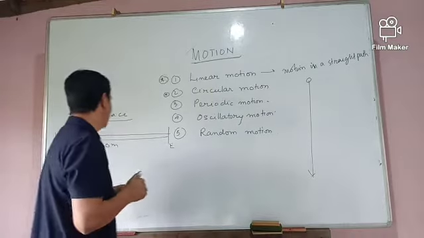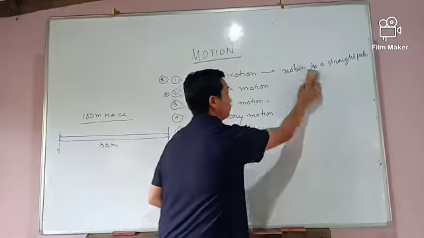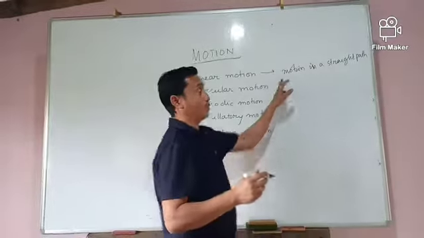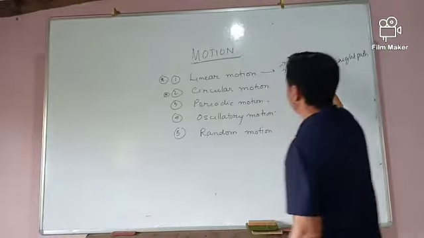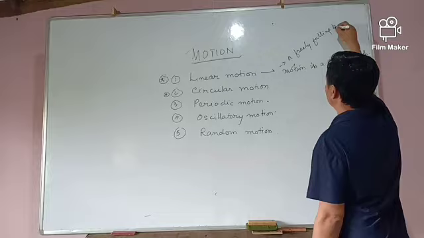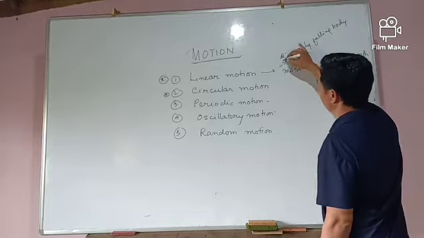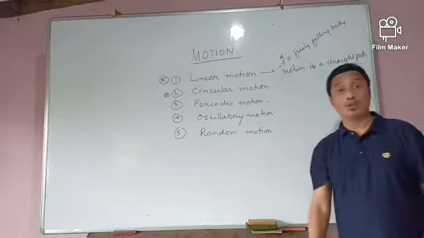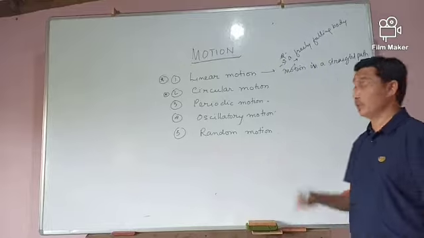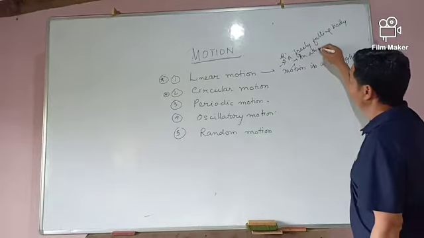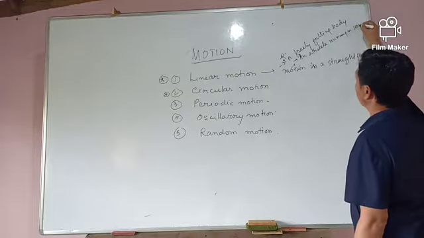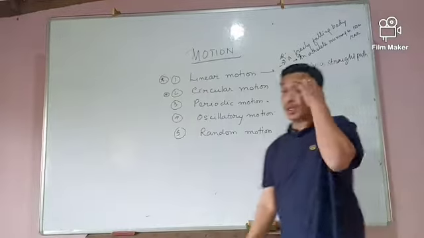Now, some examples of linear motion. Number 1 is a freely falling body. A freely falling body is a common example of motion in a straight line. Number 2, an athlete running in a 100-meter race is also an example of linear motion.